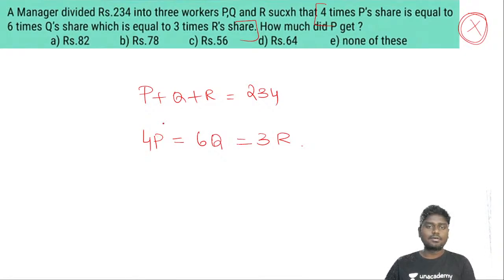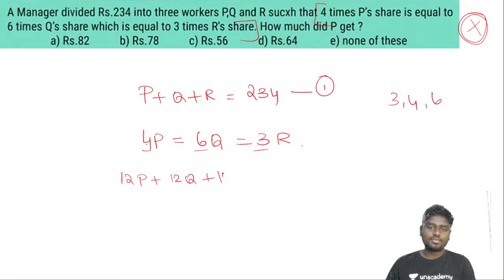Just by looking at this, we have various ways of approaching it. What we can simply do is take the LCM of these numbers, so that it will give you a much easier way to find this. What is the LCM of 3, 4 and 6, guys? It is absolutely 12. So I simply multiply 12 on this equation. If I do so, I get 12p plus 12q plus 12r is equal to 12 into 234.